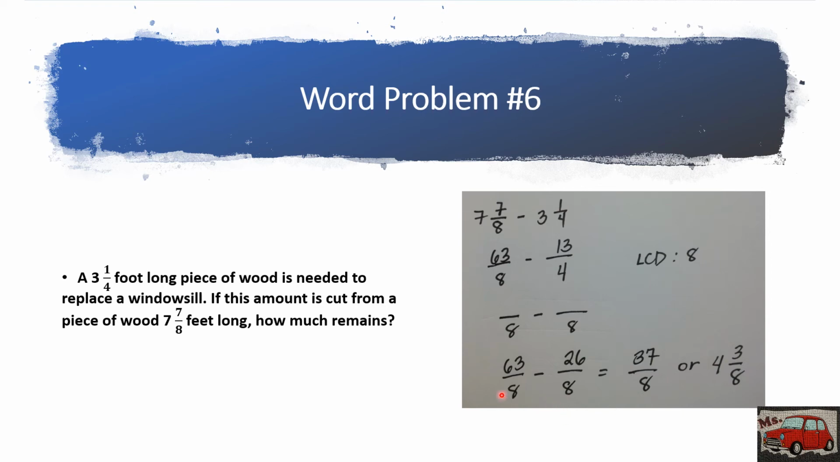Okay? So, now that they have the same denominator, i-minus na natin. So, that is 37 over 8 or 4 and 3/8. Alright? So, yan na lang yung natira dun sa piece of wood nung tinanggal yung 3 and 1/4.